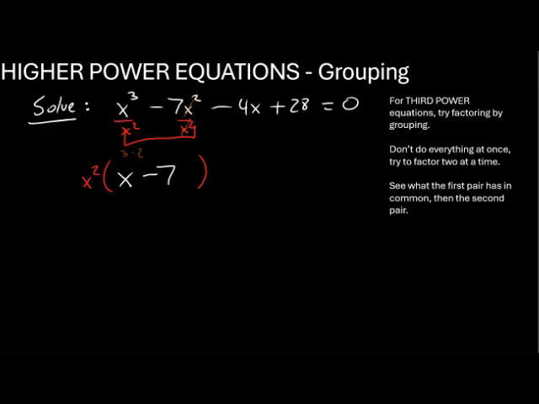Now we examine the second pair, 4x and 28. We notice that only one of those terms has an x, and so pulling out x would not help us here. However, both numbers are divisible by negative 4. Therefore, we're going to pull the 4 out, and because the negative sign is in front of the 4, we will pull the negative out with it.